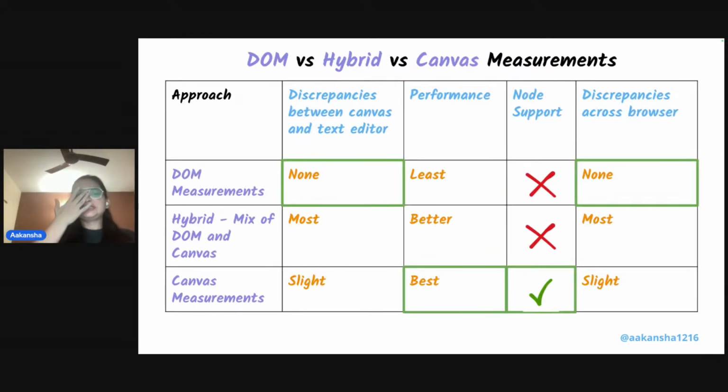To simplify, this is the gist of all three approaches. DOM measurements work the best when it comes to discrepancies. It has zero discrepancies between Canvas and text editor, and zero discrepancies across browsers as well. Hybrid has discrepancies, but it is performant. And Canvas measurements is the best when it comes to performance, and it also supports Node.js. So Canvas measurement is a win-win situation. Depending on what you want to go ahead with, you can, but do try out all these approaches and see which suits best. I would go ahead with Canvas measurements in this case.